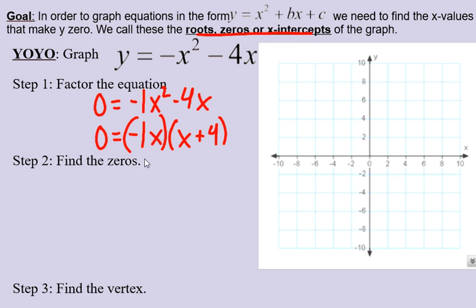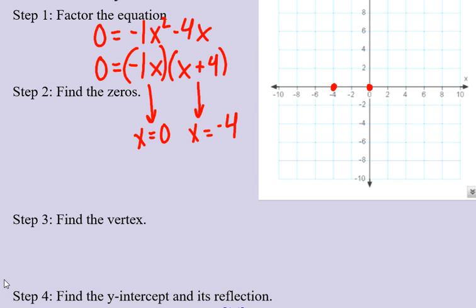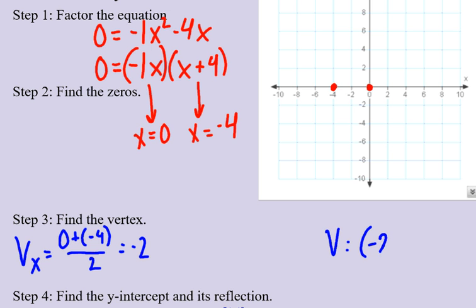Okay, let's finish it out. Your two x-intercepts would be at -4 and 0. So (0, 0) and (-4, 0). Obviously, halfway between those is going to be -2. 0 plus -4 divided by 2 is -2, which is where your axis of symmetry is going to be. So your vertex is going to be at -2, comma.